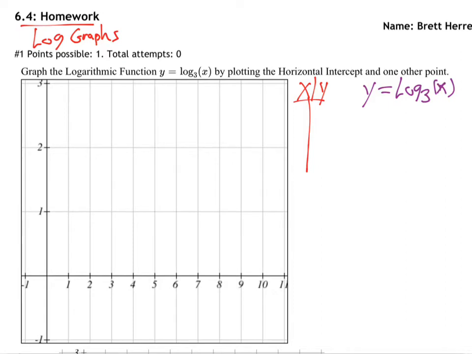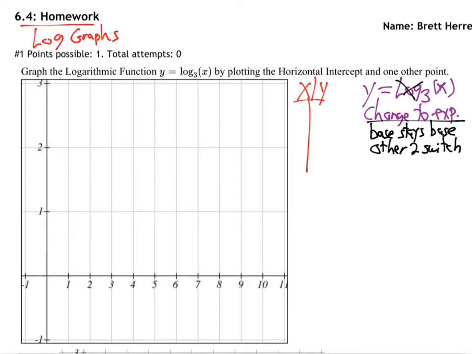What's going to be easiest for us to do in order to make our chart is to change this to exponential form. So if we change to exponential form, do you remember how that works? When you lose the log word, the base stays the base, the other two switch, right? Because it's an inverse function. When you change from logarithm to exponential, you're looking at the inverse function.